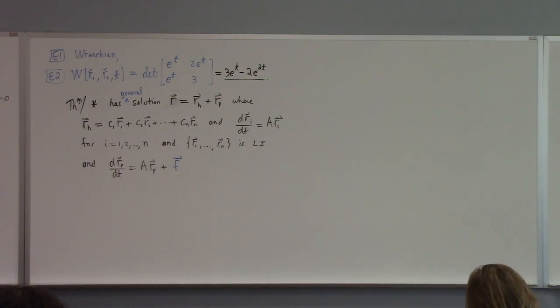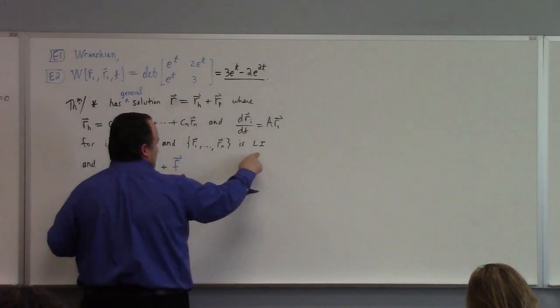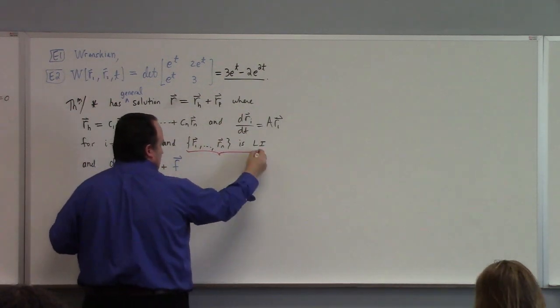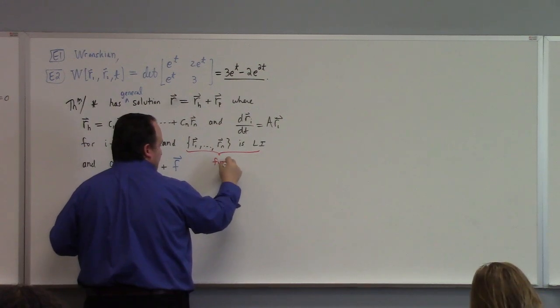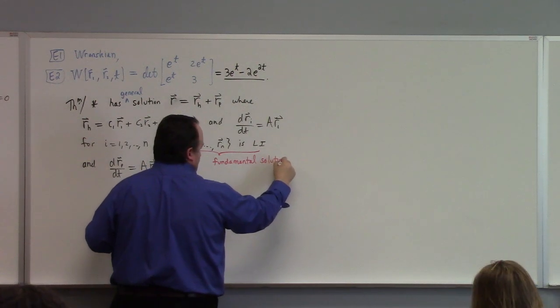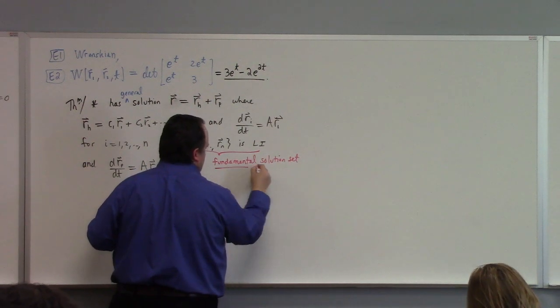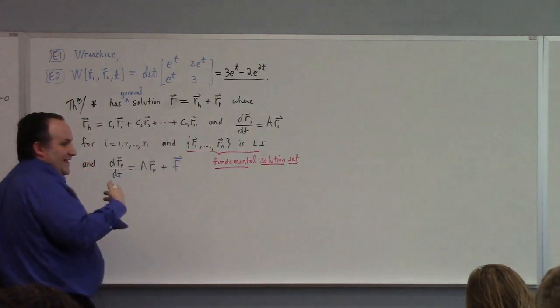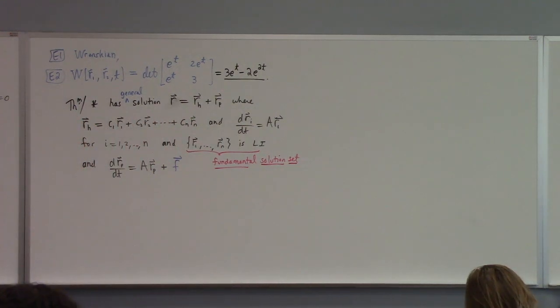All right? And there's some more terminology I should tell you guys, because these things you need to know. There's a name for this set of homogeneous solutions which is linearly independent. If you have a linearly independent set of homogeneous solutions, such a set is called a fundamental solution set. A fundamental solution set is a set of n linearly independent solutions to the homogeneous problem for a given matrix A. All right?